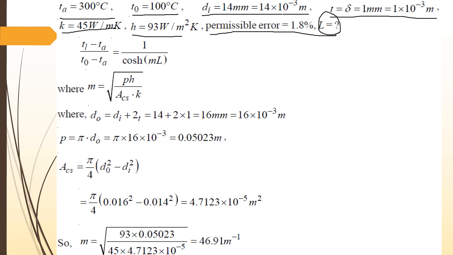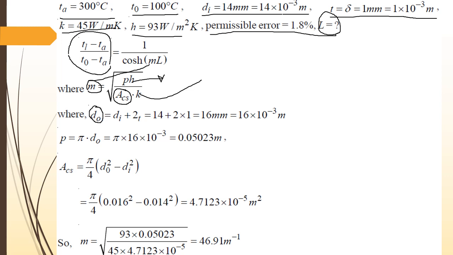So TL minus TA divided by T0 minus TA, that is error in the temperature measurement, that is equals to 1 upon cos hyperbolic m into L. And m, that is a fin constant, that is under root of pH divided by AK, P that is pi d, area that is pi dt, H is the convection heat transfer coefficient, K is the thermal conductivity.